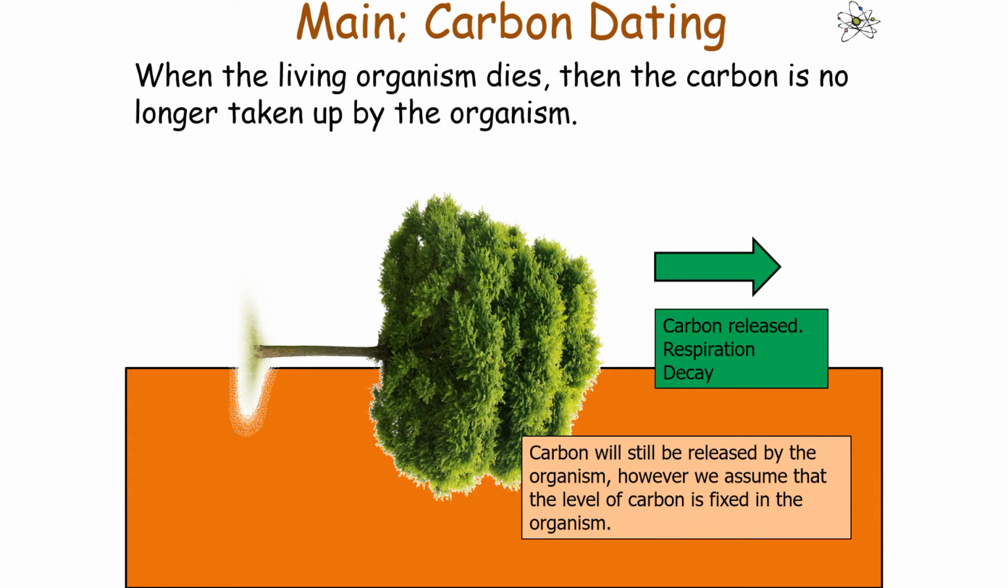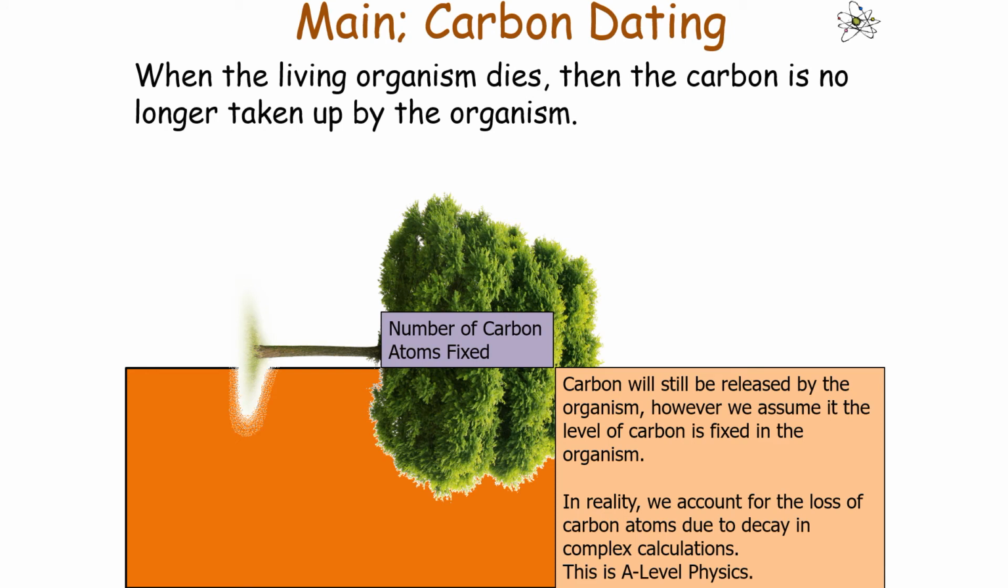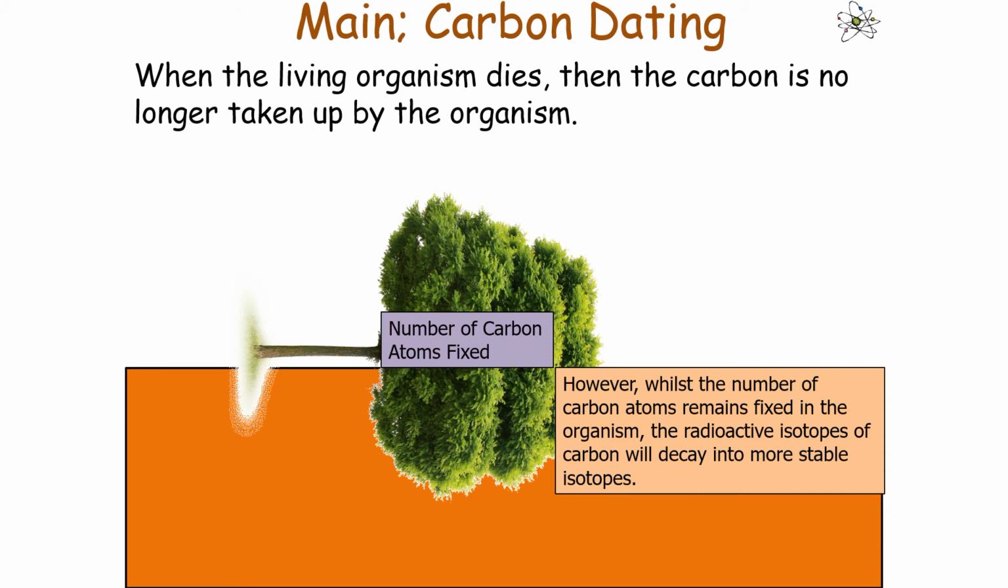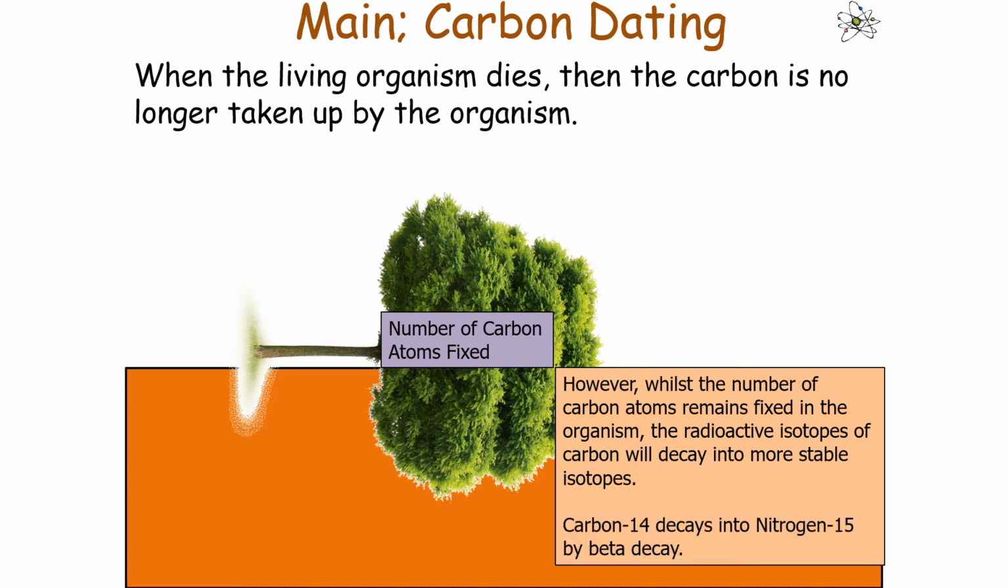Now, when the living organism, such as the tree, dies, then carbon is no longer taken up by the organism. Now, in theory, carbon will still be released by the organism due to decay, but we'll assume the level of carbon is fixed in the organism. Now, if we assume that the level of carbon atoms is fixed and we don't account for the loss of carbon atoms due to decay, which we would at A-level physics, well, then we can look at how many of these carbon atoms will decay into more stable isotopes, because this radioactive isotope carbon-14 decays into nitrogen-15 by beta decay. Now, because we're changing the element, it's an example of transmutation.